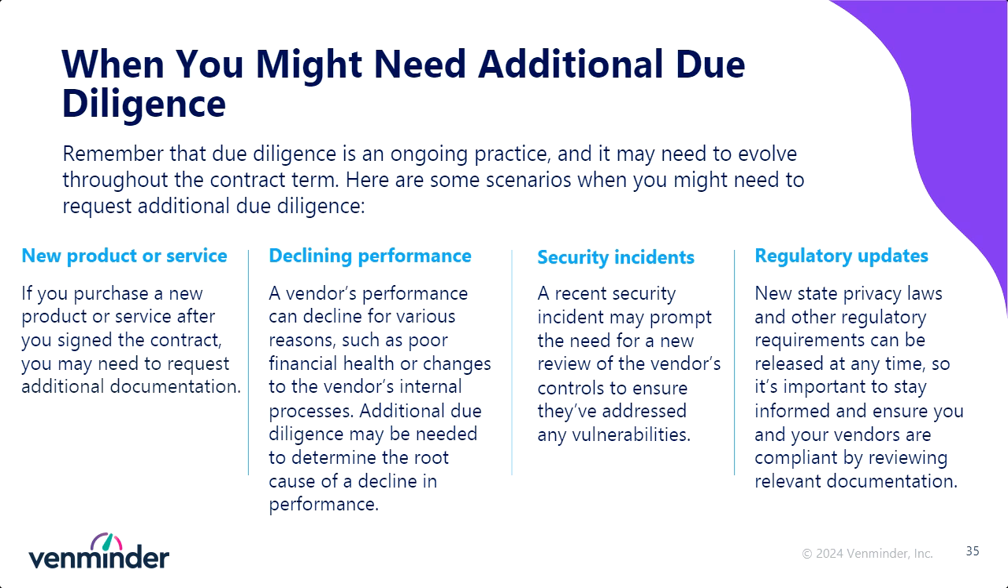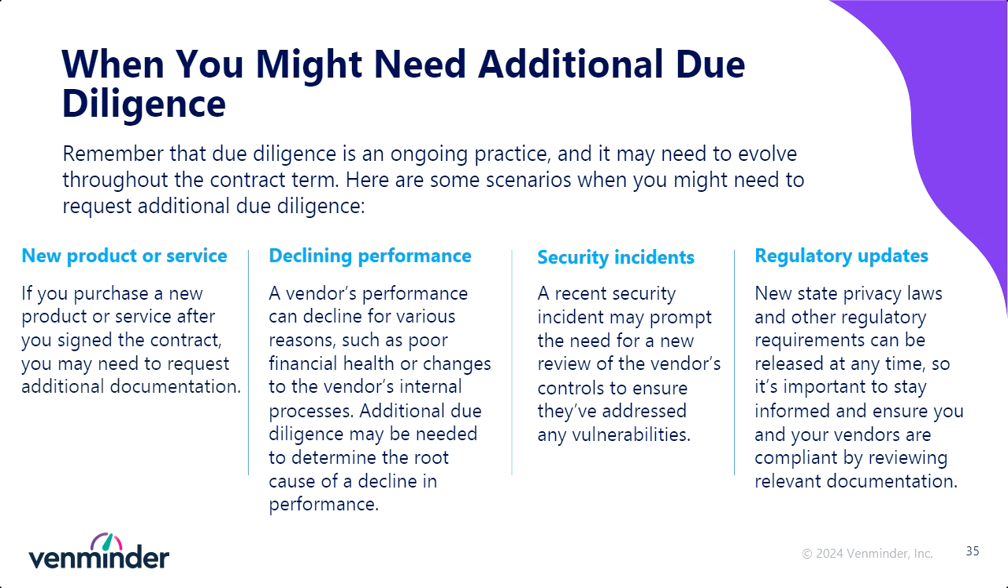As I start to wrap up, I want to review a few situations when you'll need to request additional due diligence after you sign a contract. It's important to remember that due diligence should always be an ongoing practice, and you may have new requirements throughout the contract term. The first situation would be the purchase of a new product or service. Going back to that payroll example, maybe you decide to purchase a new employee training program or consulting service from that same vendor. These two services are different from payroll and would therefore require different due diligence. So you're not replacing the due diligence you obtain for the payroll service, you're just adding on to it.